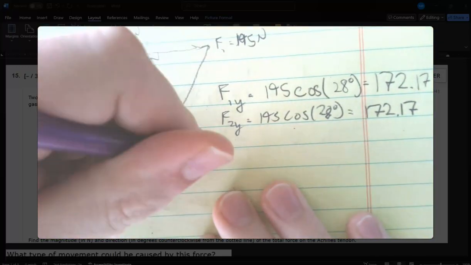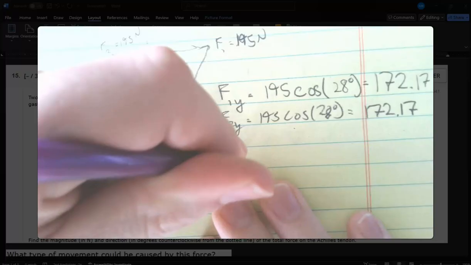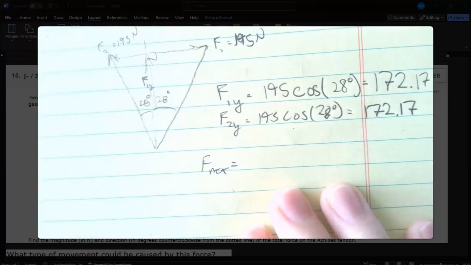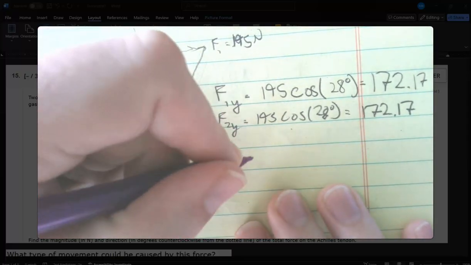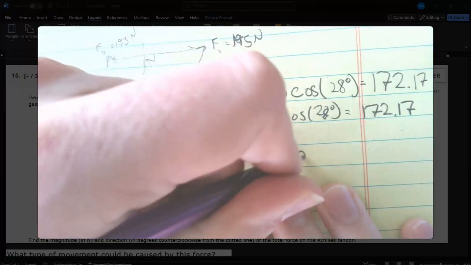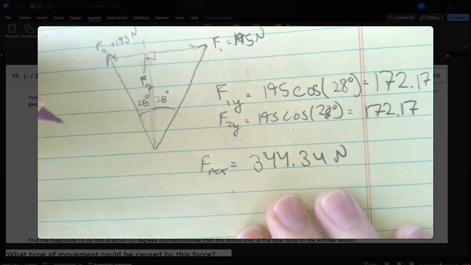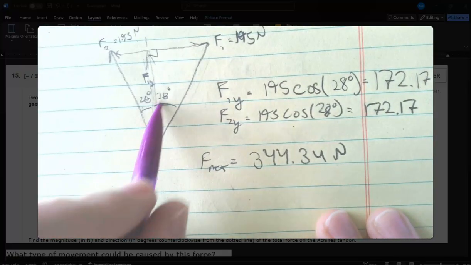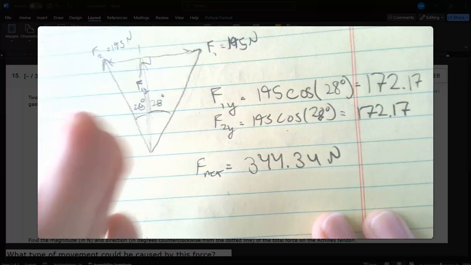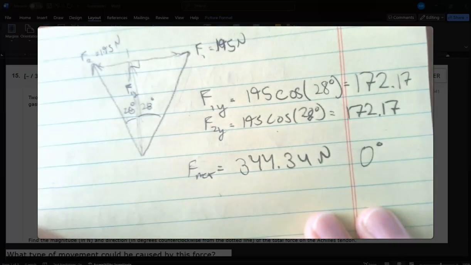So then the net force is going to be just double that. So 172.17 plus 172.17 is going to be 344.34 newtons. And that's going to be my magnitude. And again, the direction of this force is just going to be net straight up and down. So in this case, it's going to be 0 degrees from the center line.